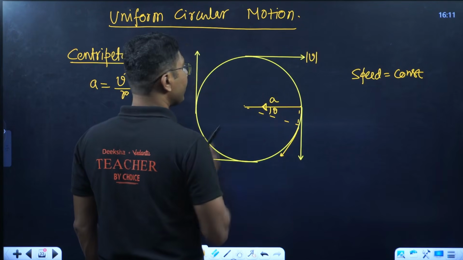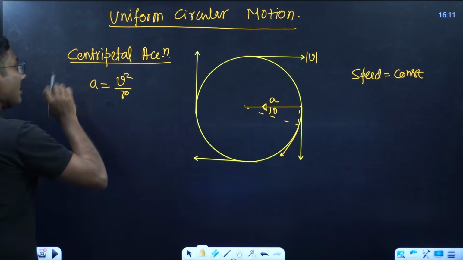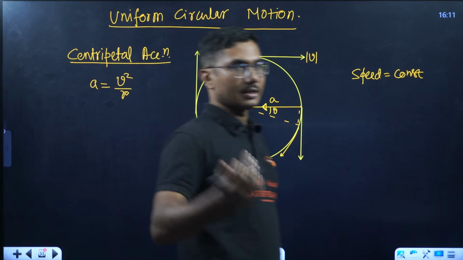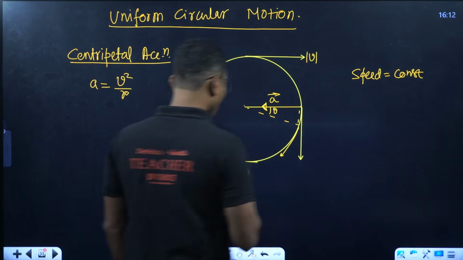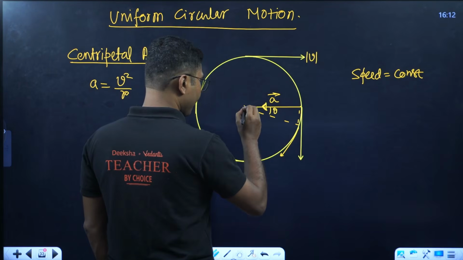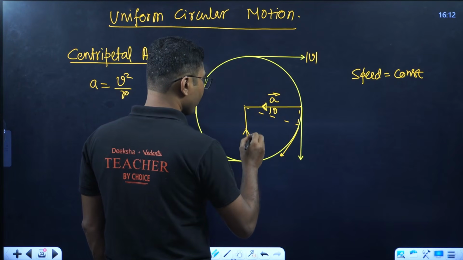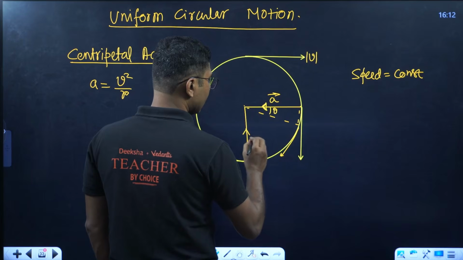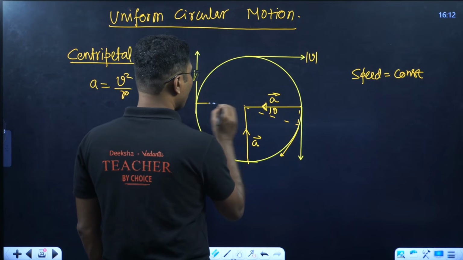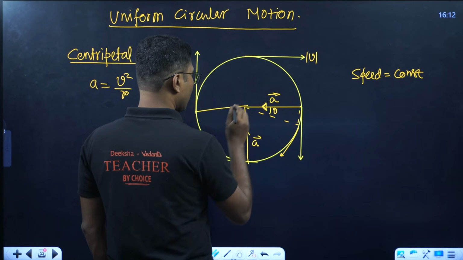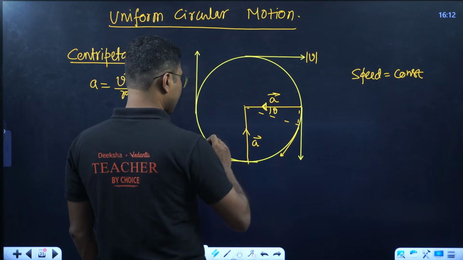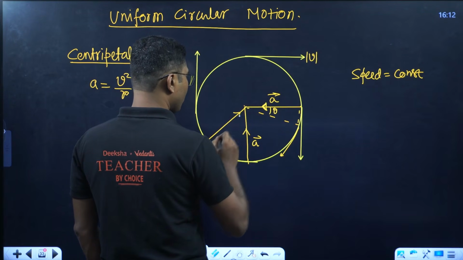Few things you need to remember, that it is centripetal, it is towards the center. It is always towards the center of the circle, no matter where you are. Wherever you go, it will always be towards the center. Suppose you are trying to find it here also, it will be towards the center.